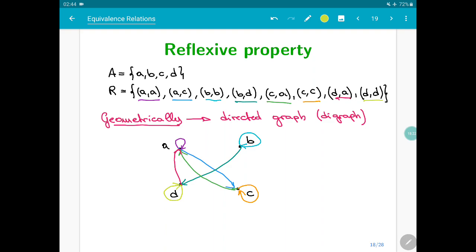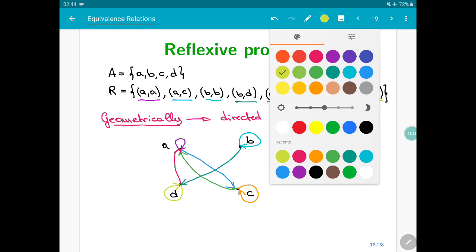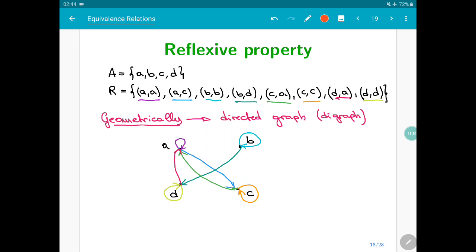Okay? And so in particular here, we can see the fact that this is a reflexive relation from the fact that in any vertices we have a loop. If one of these was missing, then it was not a reflexive relation. Okay, so for every element x in A, we want that xx is in R, which geometrically corresponds to the fact that a loop is at every vertex.